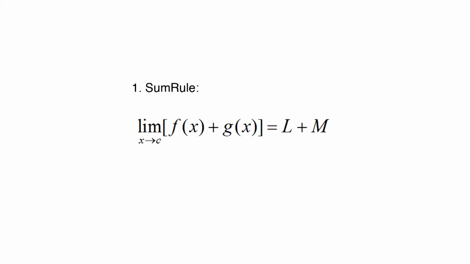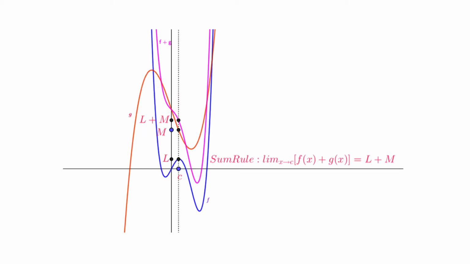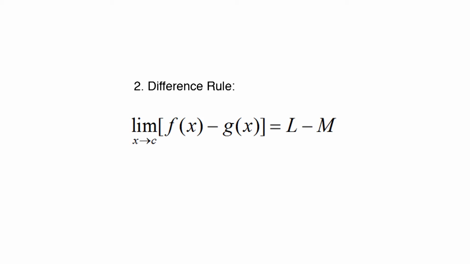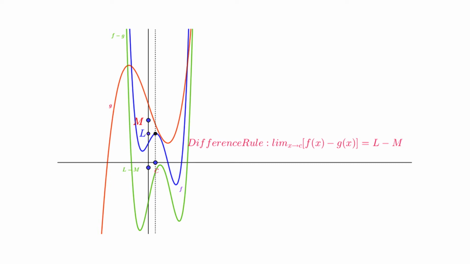First one, sum rule. Limit of f of x plus g of x as x approaches c is L plus m. That is, limit of f plus g of x as x approaches c is L plus m. That is, the limit of the sum of two functions is the sum of their limits. Second one, difference rule. Limit of f of x minus g of x as x approaches c is L minus m. That is, limit of f minus g of x as x approaches c is L minus m. That is, the limit of the difference of two functions is the difference of their limits.